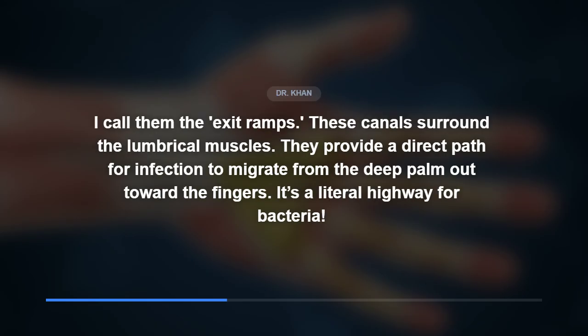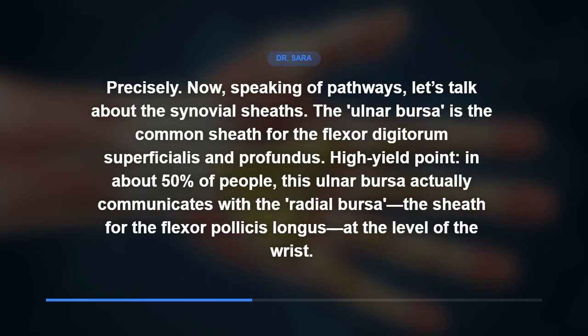This is where the lumbrical canals come in. Dr. Khan, how do you explain those to your residents? I call them the exit ramps. These canals surround the lumbrical muscles. They provide a direct path for infection to migrate from the deep palm out toward the fingers. It's a literal highway for bacteria.